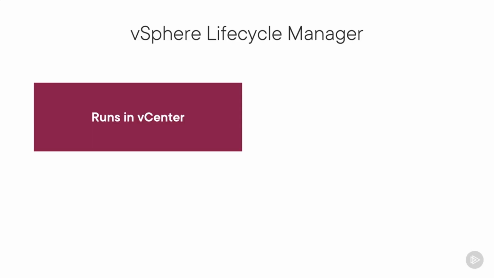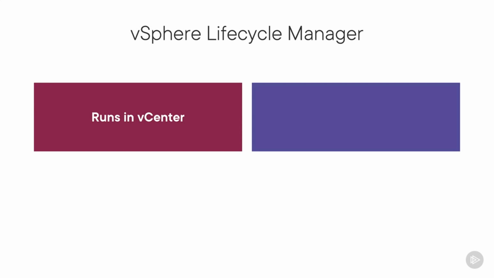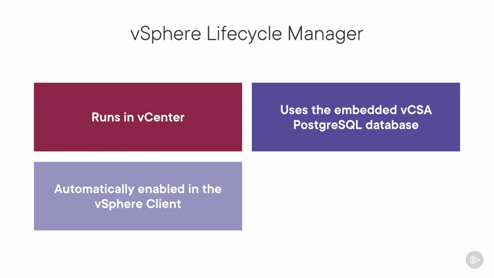So vSphere Lifecycle Manager actually runs in vCenter. It's not something you have to install separately. It uses the embedded VCSA, or vCenter Server Appliance, PostgreSQL database. You don't have to install a separate database for this either. It utilizes the vCenter Server Appliance database, and its services run on vCenter as well. It's automatically enabled in the vSphere Client. There's no plugin or add-on you have to install. vLCM, or vSphere Lifecycle Manager, is simply just there with VMware vSphere 7.